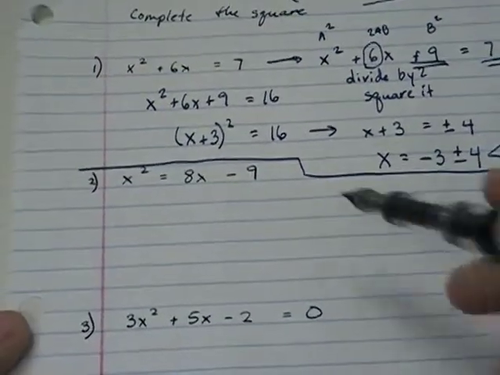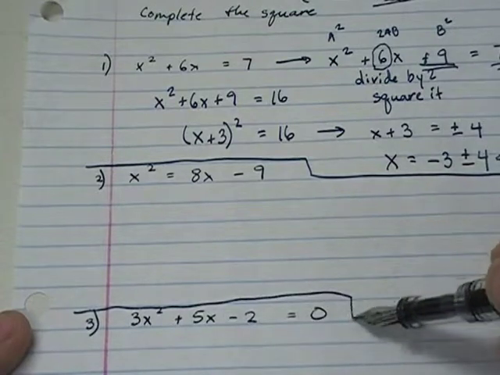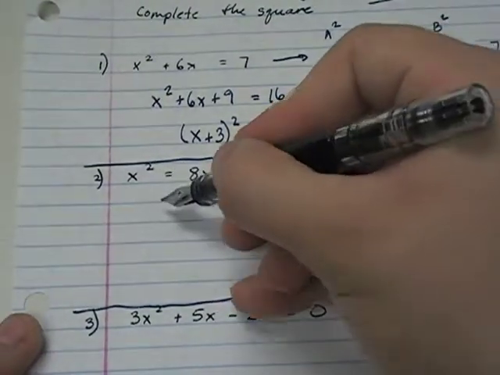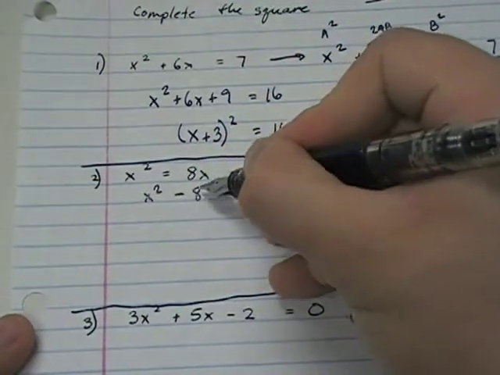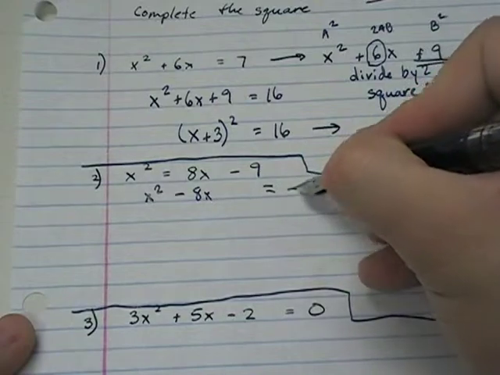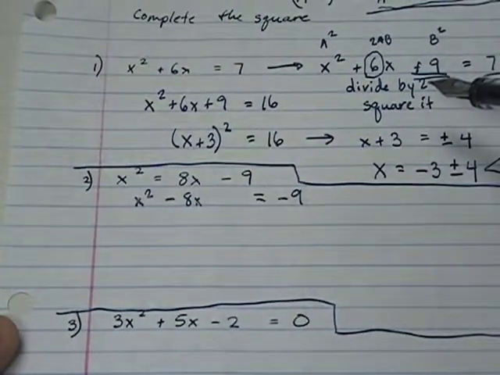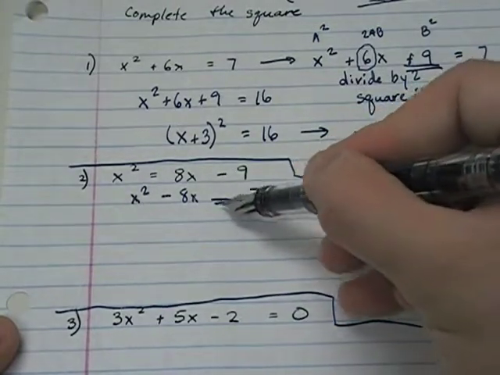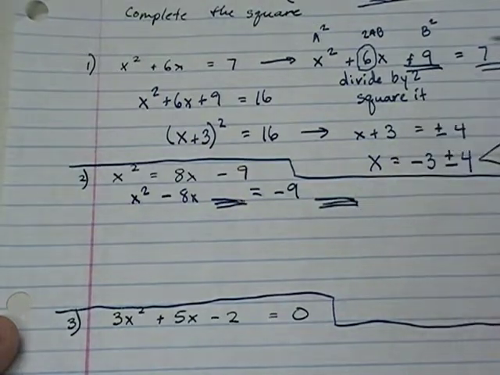Okay, so let's take this same concept to problem number 2 here. We've got x squared equals 8x minus 9. So I'm going to move this 8x over, and get x squared minus 8x equals negative 9. Now notice I always leave the constant term on the right. Now I ask myself, what number needs to go here? And then of course that same number has to go on the other side.